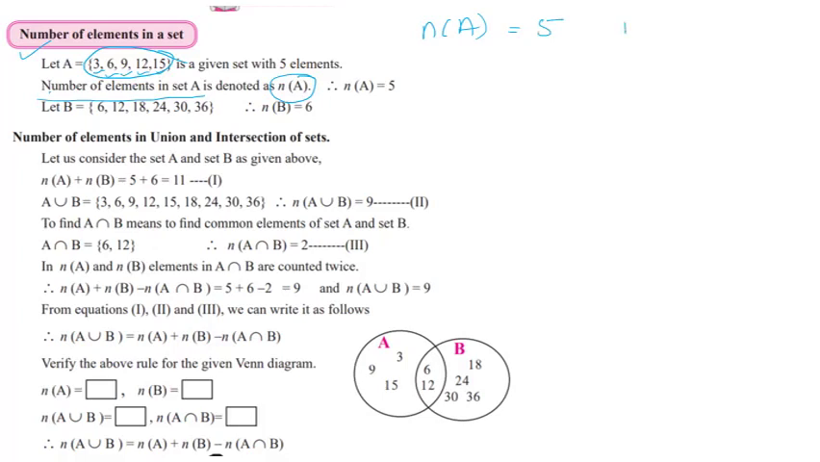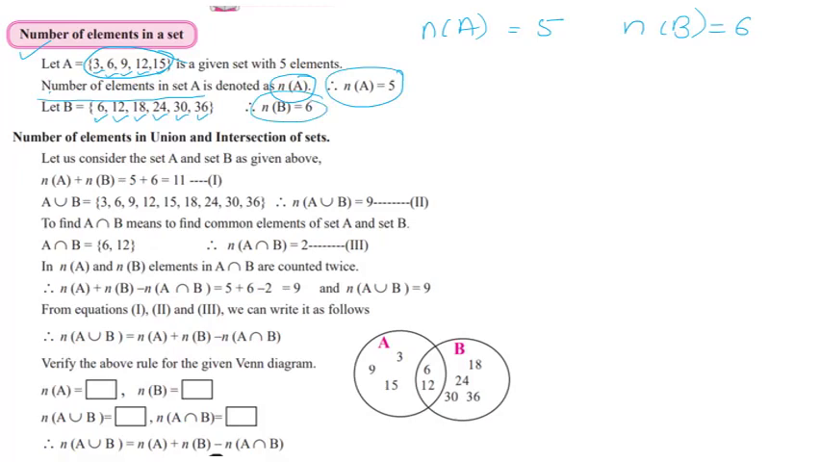n of B. What is the meaning of n of B? The number of elements in set B. Now check, how many elements are there? 1, 2, 3, 4, 5, 6. There are a total of 6 elements. Therefore, n of B equals 6. See here, n of A equals 5 is given and n of B equals 6 is given.